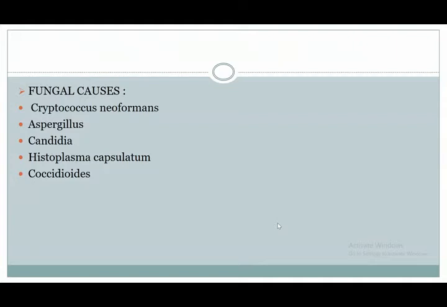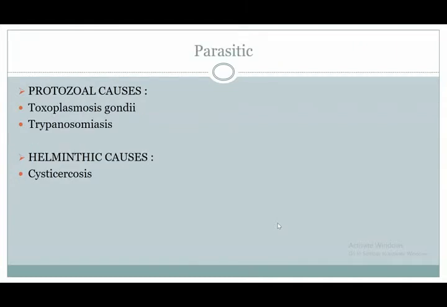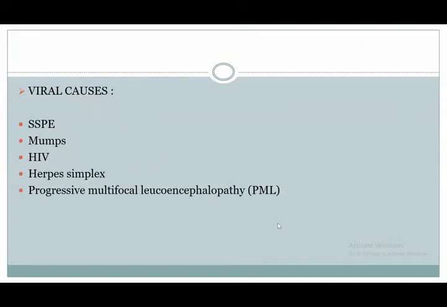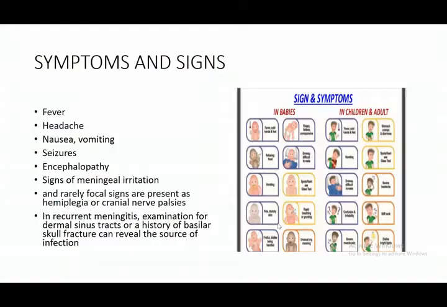Fungal causes: Cryptococcus neoformans, Aspergillus, Candida, Histoplasma, Coccidioides. These are common in patients, especially with immunocompromised status. Parasitic infections, again more common with immunocompromised status, especially toxoplasmosis, cysticercosis. Viral causes: SSPE, which stands for subacute sclerosing panencephalitis, which is due to measles infection acquired in childhood, and mumps, HIV, herpes simplex, progressive multifocal leukoencephalopathy.